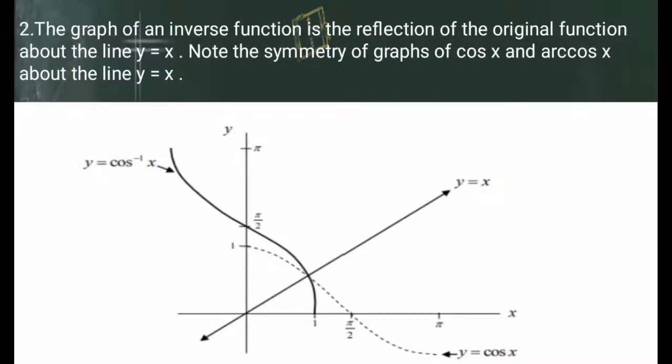The graph of the inverse function is a reflection of the original function about the line y equals x, according to property number 2. Note the symmetry of the graphs of cos x and arccos x about the line y equals x.